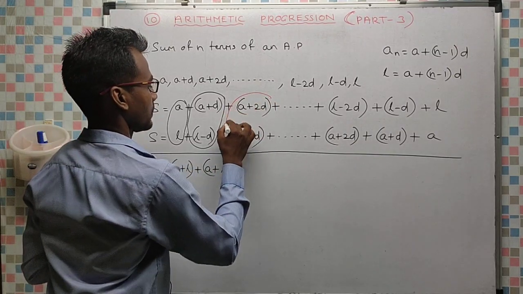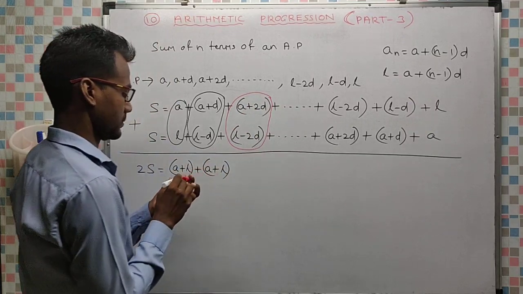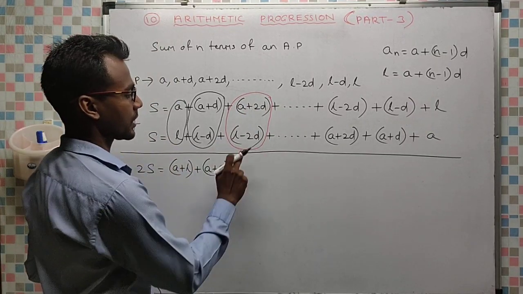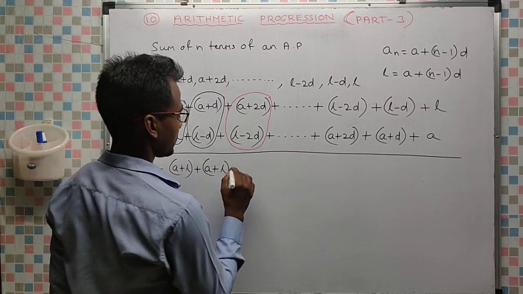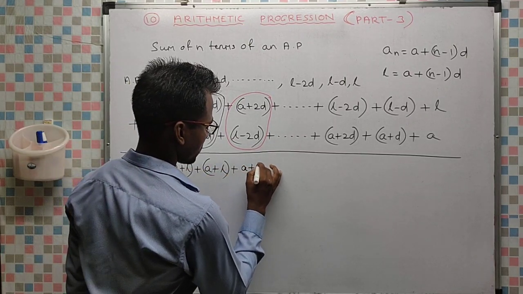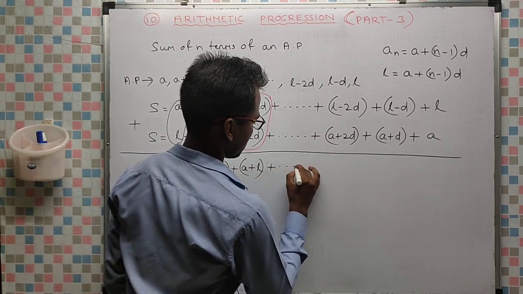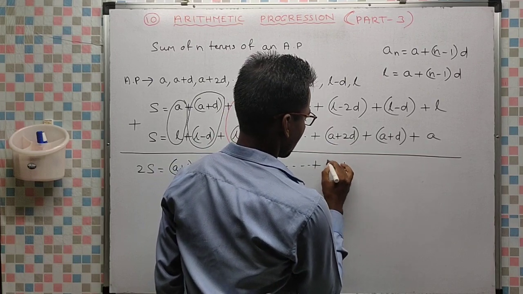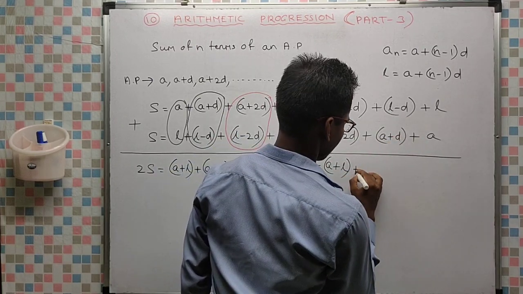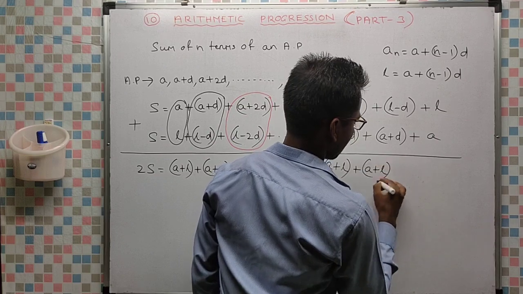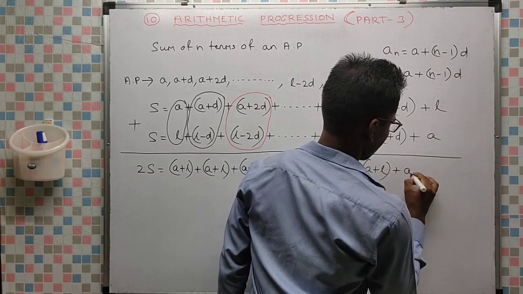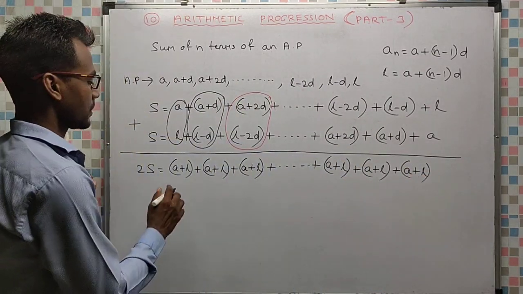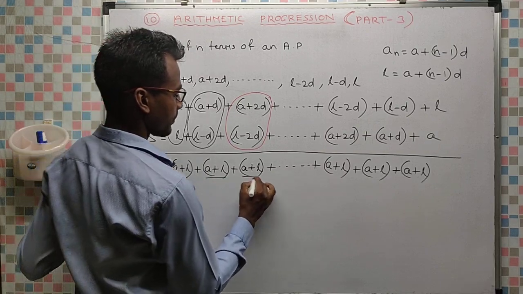Similarly, a plus 2d plus L minus 2d, the 2d cancel, we will get a plus L. Here also, if you add these two, you will get a plus L. Every pair gives a plus L. So a plus L, a plus L, a plus L like this.